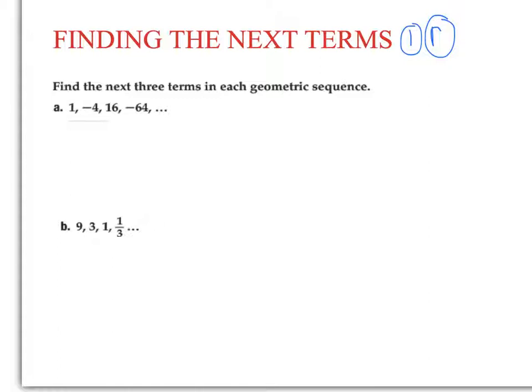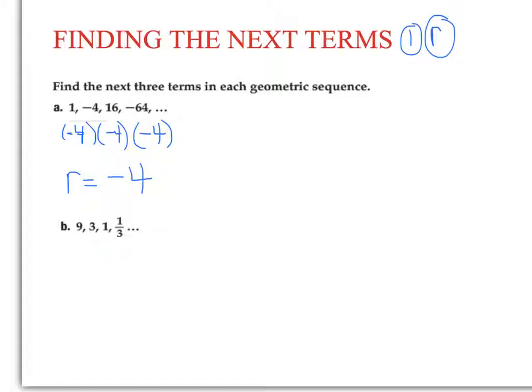So we take a look at our first sequence. We're given 1, -4, 16, -64. And the first thing I notice is that the signs are alternating. We go from positive to negative to positive to negative. That means my common ratio is going to be a negative number. Well, how do I get from 1 to -4? I multiply by -4. How do I get from -4 to 16? I multiply by -4. 16 to -64, multiply by -4. So my common ratio, since it's the same throughout, is -4.